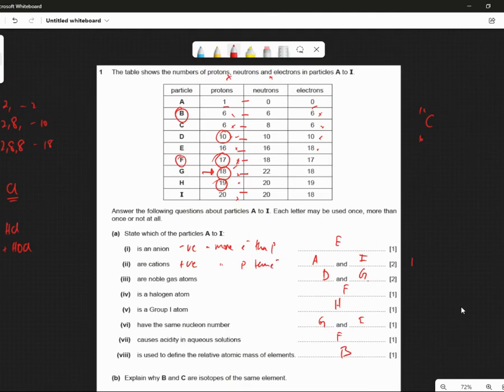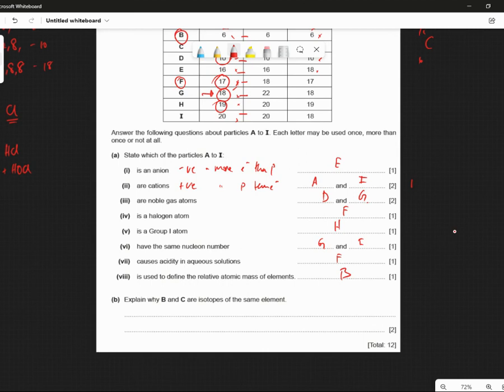Explain why B and C are isotopes. B and C, well, they're isotopes because they have the same proton number. Okay, but they've got different neutron numbers. All right. Another way we could say that, they have the same atomic number, but they have different atomic masses. Different atomic masses. There you go. That's a nice way of doing it.